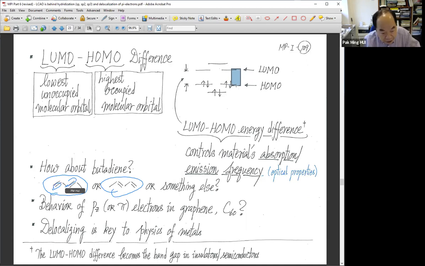Okay, and this chain can be longer. Okay, so you will have something called polyacetylene, that you will have double bond, single bond, double bond, single bond, double bond, single bond for whatever length. And then the question again arises, can the pi electrons wander around the chain? Okay, so this is a fascinating topic actually.